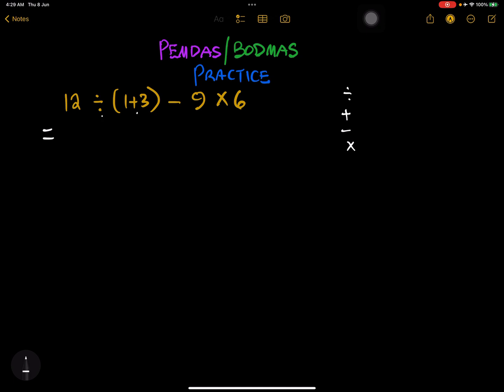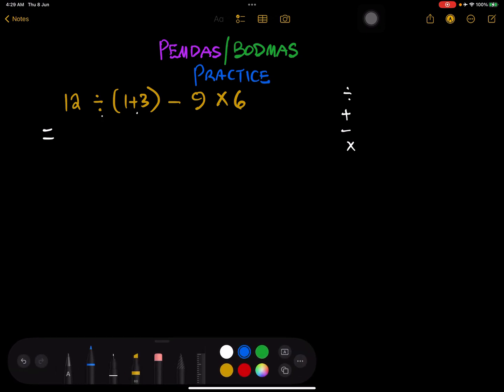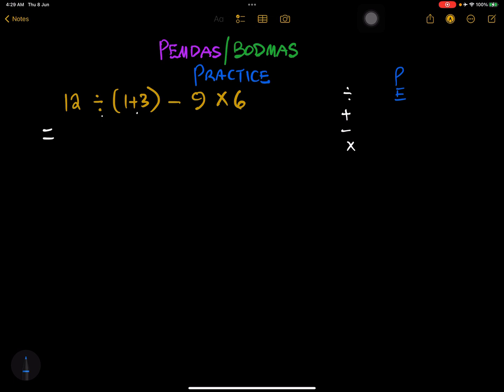Now, if we're trying to use the concept of PEMDAS, we've seen that the first thing that we need to do is to solve the problem that has the parentheses in there, and that means I'm going to be looking at this one here. So we're going to have 12 divided by 4 minus 9 times 6.